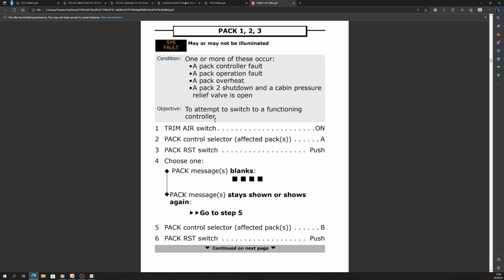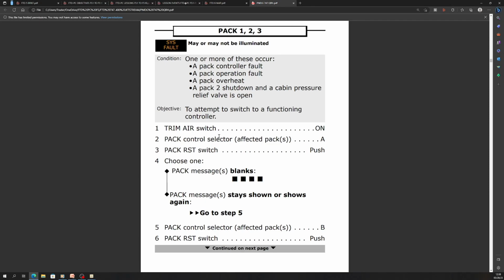So this procedure will have us making sure the trimmer switch is on, pack control selector number 3 to A. So we're coming out of our normal position and going to A. And then we're going to bring the pack reset switch push, and that's a momentary action switch.